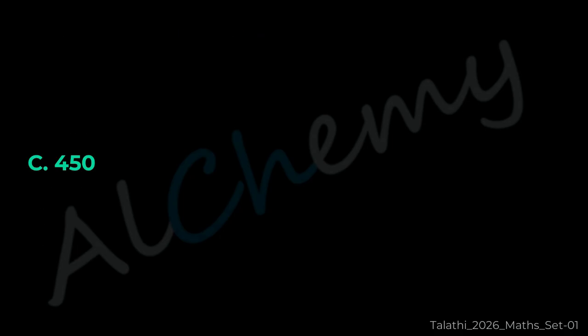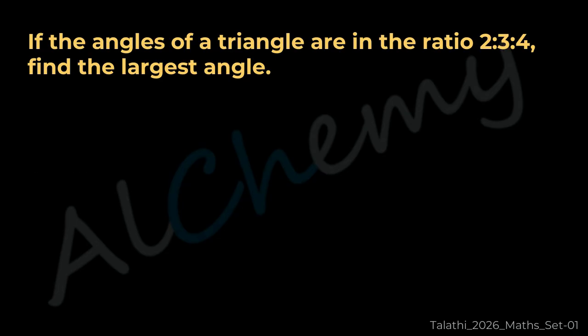The correct answer is C. 450. Question 40. If the angles of a triangle are in the ratio 2, 3, 4, find the largest angle. A. 40 degrees. B. 60 degrees. C. 80 degrees. D. 90 degrees.